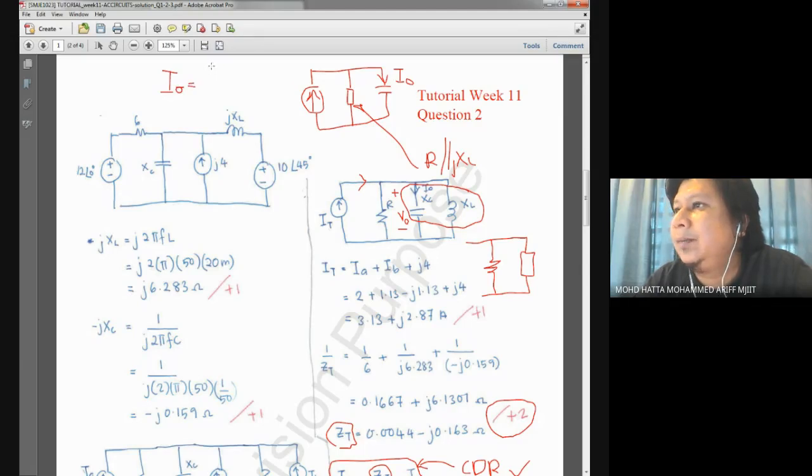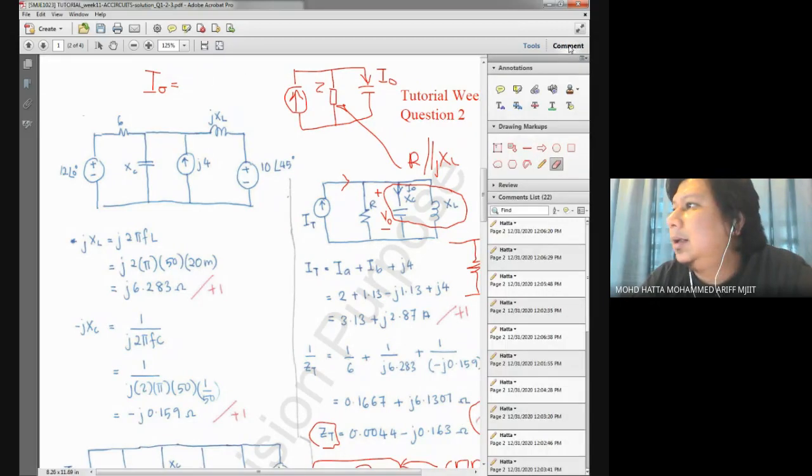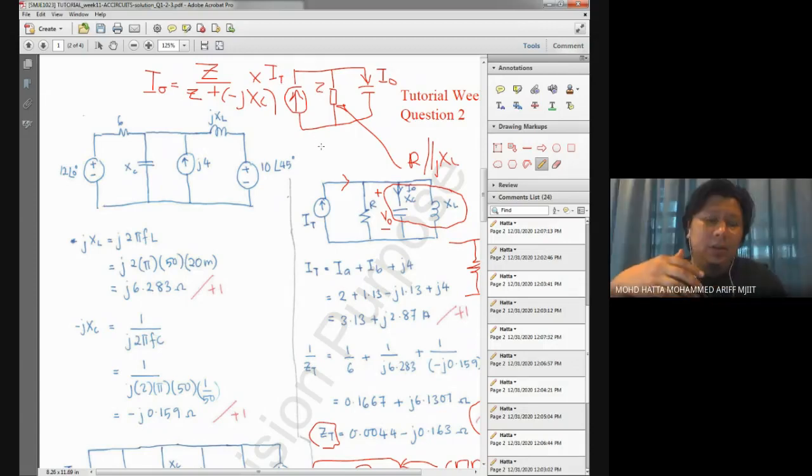For example, here we have, let's say this is Z. Okay, Z. Now to use this kind of strategy, Z should be divided by Z plus negative JXC, times I total. So maybe you can try to use this kind of solution.